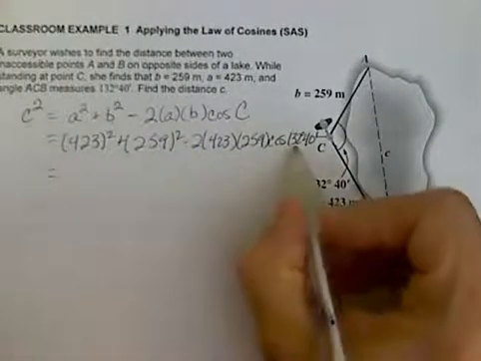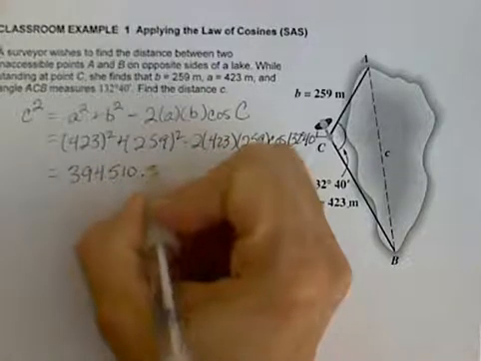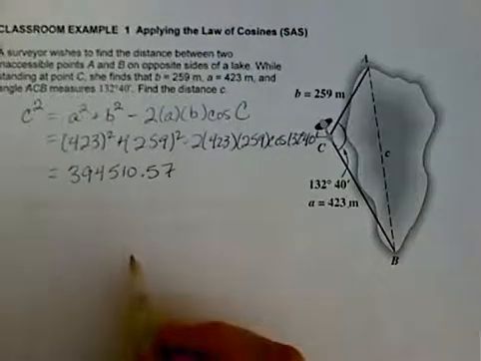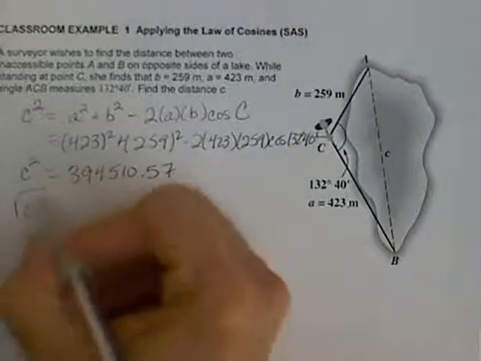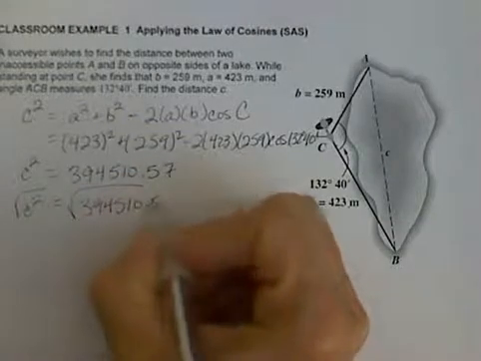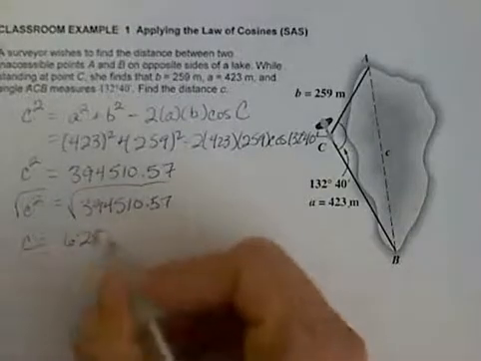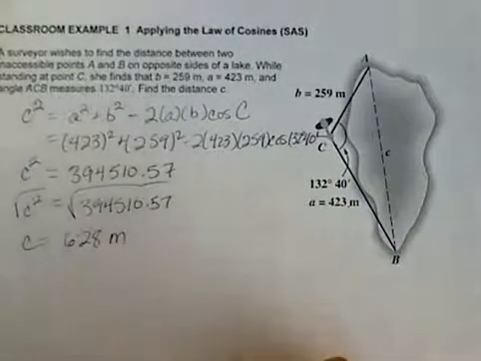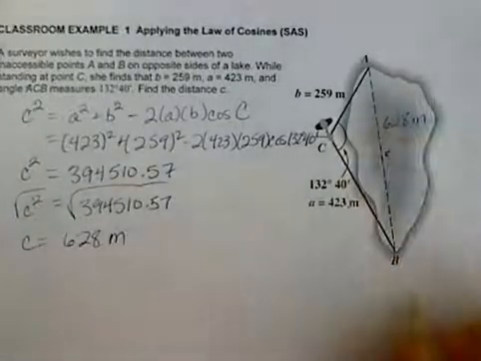On this one, if you plug everything in on this side, you get an answer of approximately 394,510.57. That's for the C squared, so then you're going to take the square root of both sides. That's going to give you C, which is going to be approximately 628. Since these measurements are in meters, then that's in meters. So our distance here is going to be 628 meters.